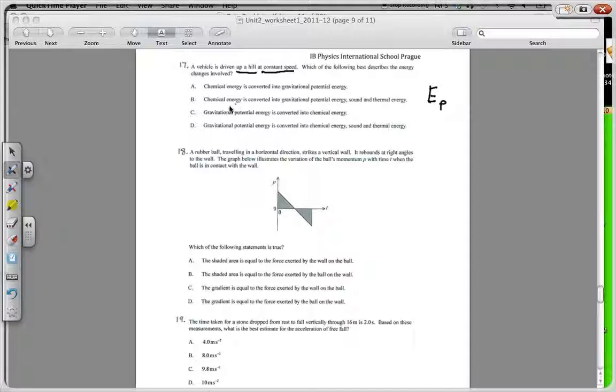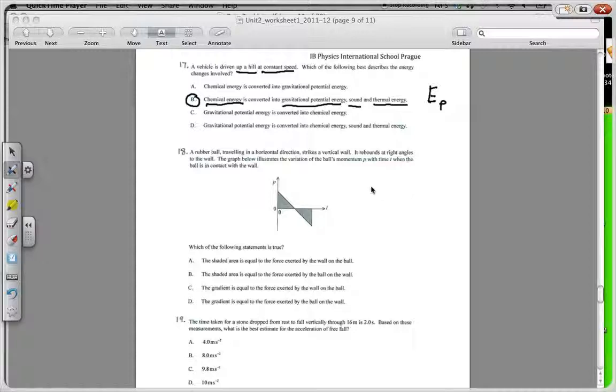Well, we probably want this one over here, because the chemical energy of your fuel is converted into gravitational potential energy. That's true. But also sound, and the engine is giving out quite a lot of energy. So that would be the best one there. It is gravitational potential energy, but not all the energy is converted into gravitational potential energy. Only some of it. It's going at a constant speed, so it's got to maintain that. So that's going to be giving out friction and so forth. So that would be B.